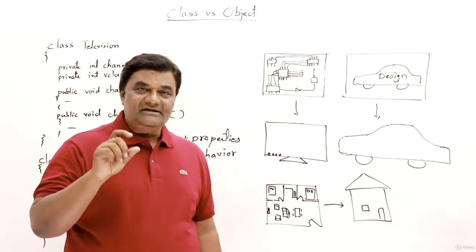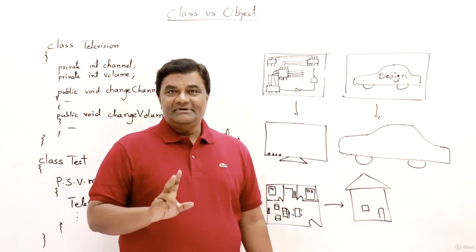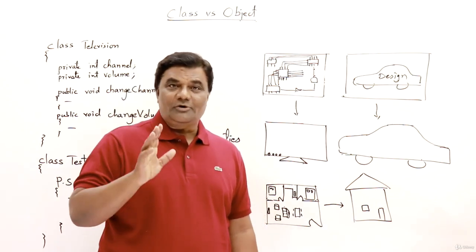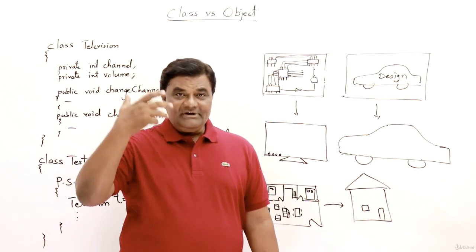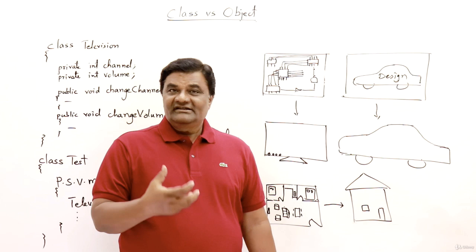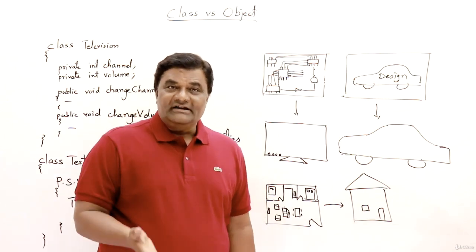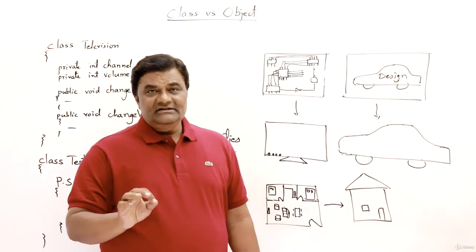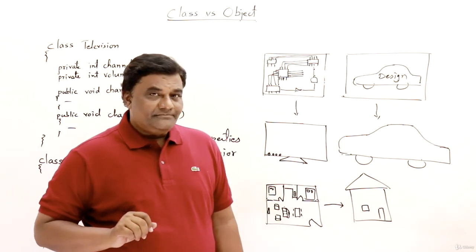So the basic idea is this one. An object will have its properties and behavior. Anything in the world can be defined in terms of properties and behavior. Like a human being, you can also define in terms of properties and behavior. Like I have my height, my weight, my complexion, my name, these are the properties. I can walk, I can talk, I can eat, I can sleep. These are my behaviors. So anything in the world can be defined in terms of these two.